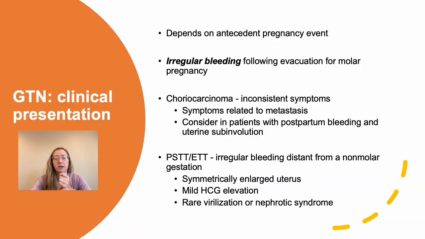Clinical presentation, main point is irregular bleeding. It really depends. Inconsistent symptoms is what you'll see on this slide. If there is metastatic disease, you may see symptoms related to that. For your intermediate trophoblastic tumors, you may see some irregular bleeding. Could see elevated betas, obviously, but then rarely you'll see virilization or even nephrotic syndrome.